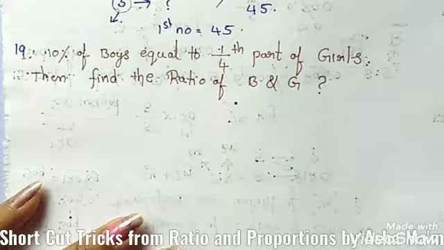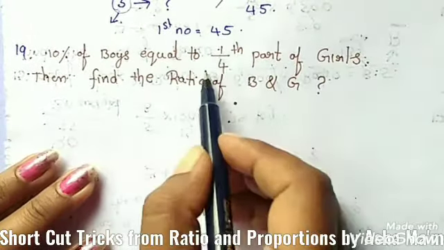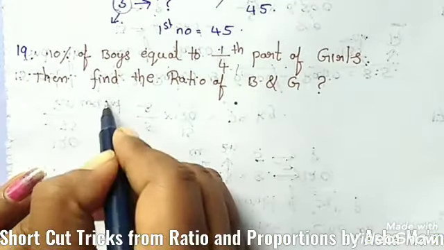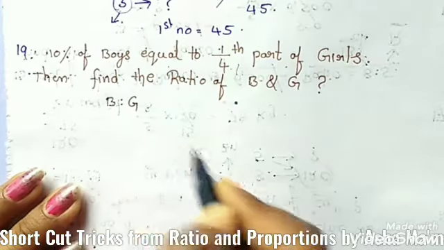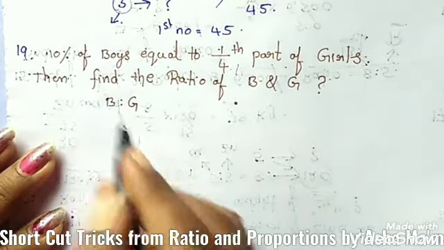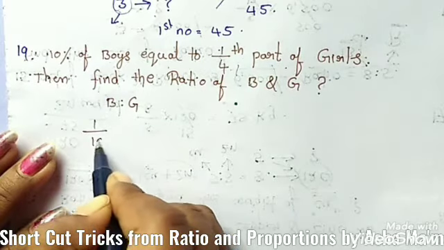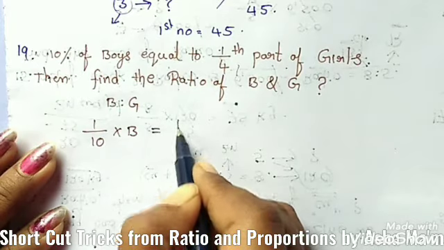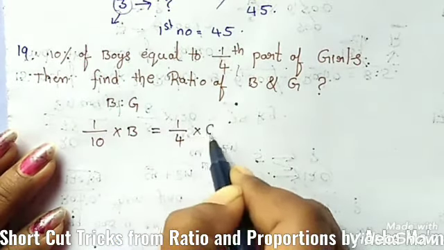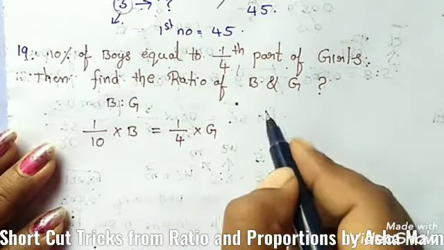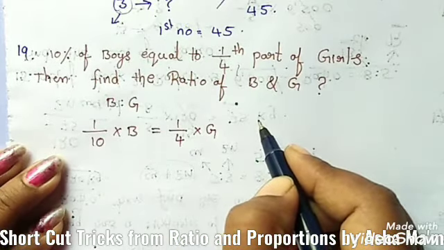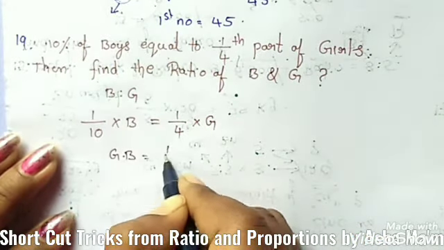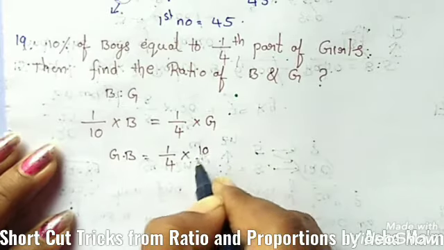Next example. 10% of boys equal to 1/4 part of girls. Then find the ratio of boys and girls. Here the ratio of boys and girls we have to find out. 10% of boys means 1 by 10 into boys is equal to 1/4 part of girls, so 1 by 4 into girls. Now the ratio we have to find out. So girls and boys is equal to 1 by 4 into 10 by 1.